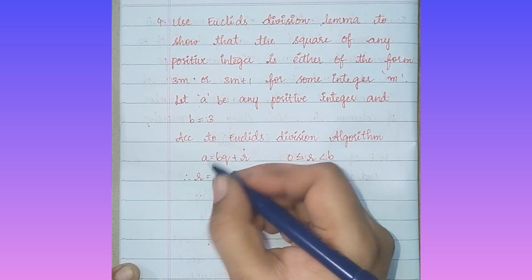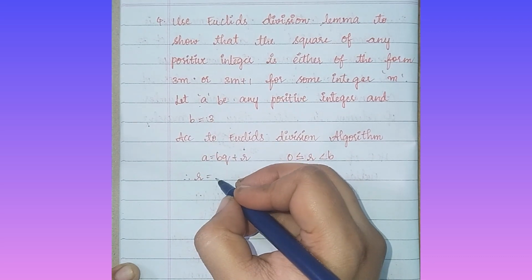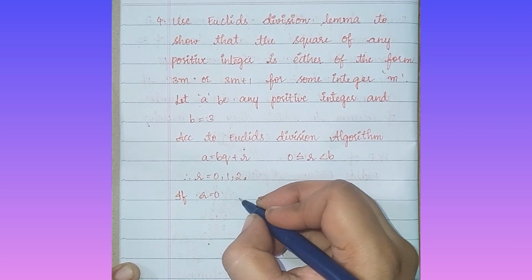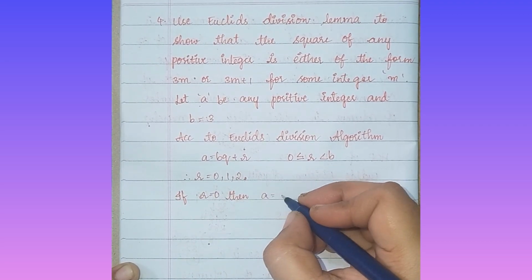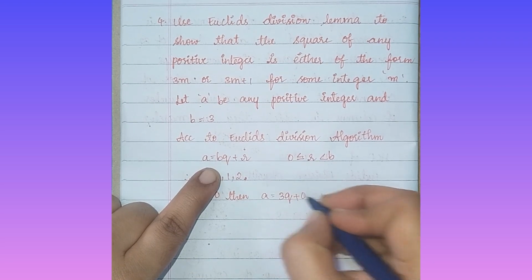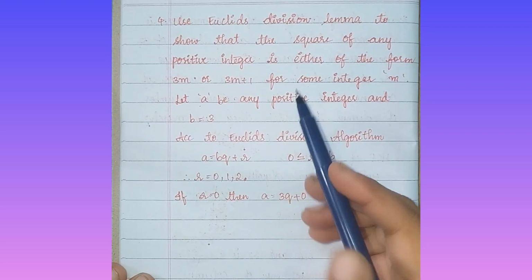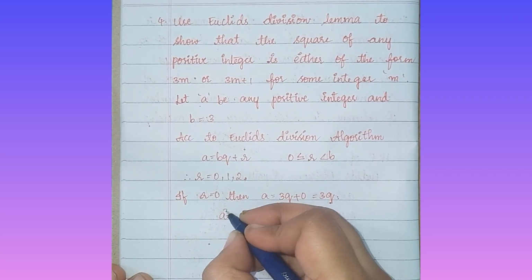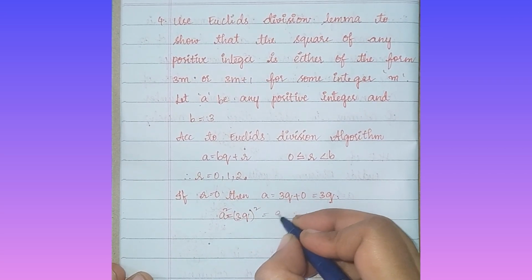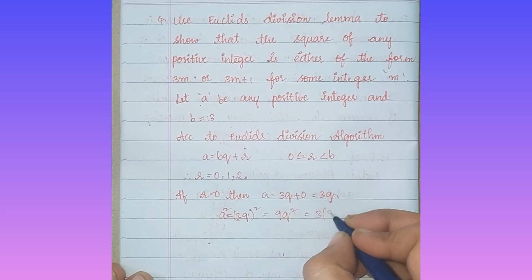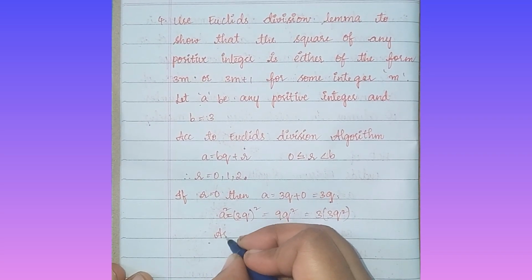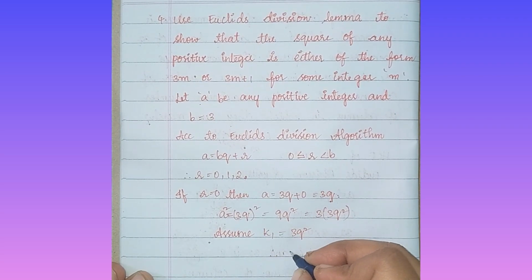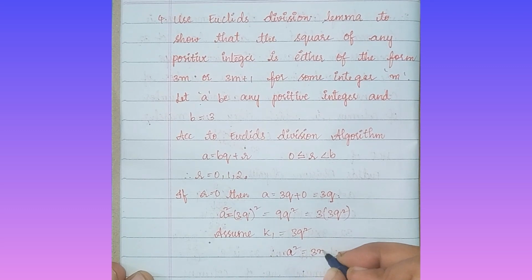Therefore, the value of b is 3, so the r values are less than 3: 0, 1, 2. If r is equal to 0, then a is equal to 3q plus 0, that is 3q. In the question, he is asking the square of any positive integer, so we have to square both sides. a square is equal to 3q whole square, 9q square, that is equal to 3 into 3q square. Let us assume k1 is equal to 3q square. Therefore, the value of a square is 3k1.